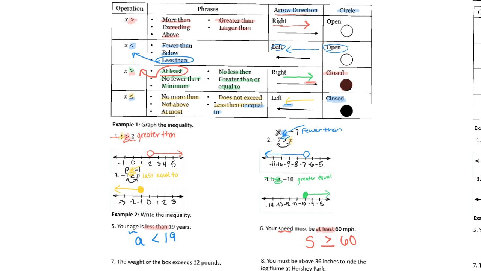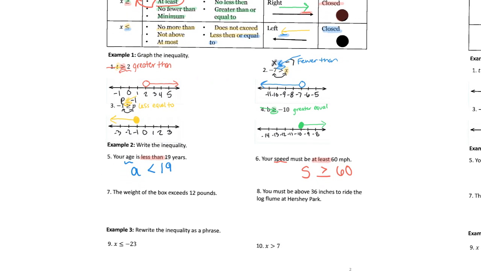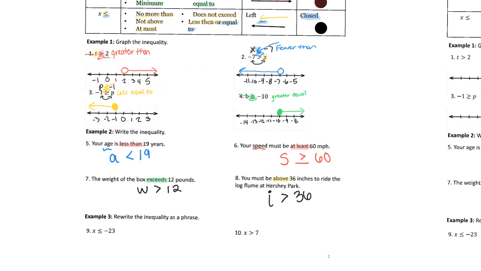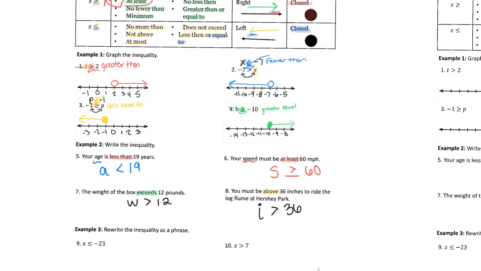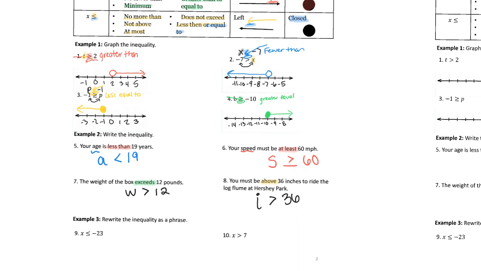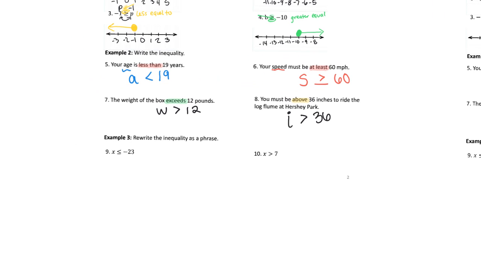All right, so I want you to pause and try 7 and 8 on your own. All right, for 7 and 8, they both should be the greater than symbol, right? Because I see exceeds here, and I see above, so they're both the greater than symbol. And I just use W for weight and I for inches. Okay, let's look at 9, and then I'm going to have you do 10 on your own.